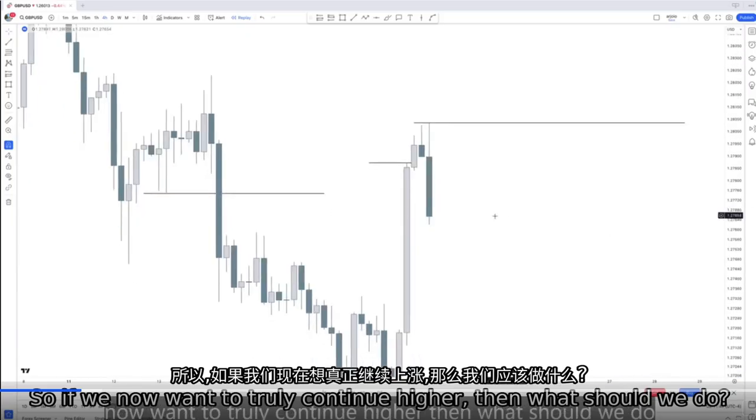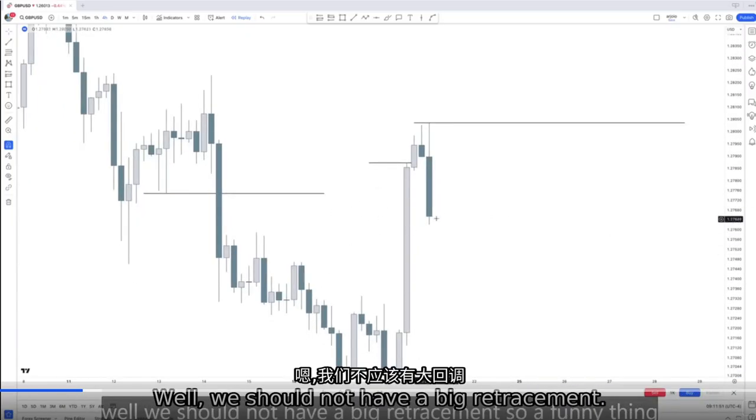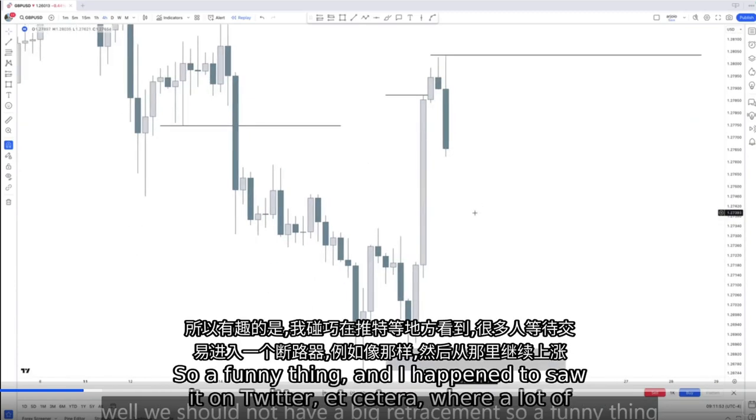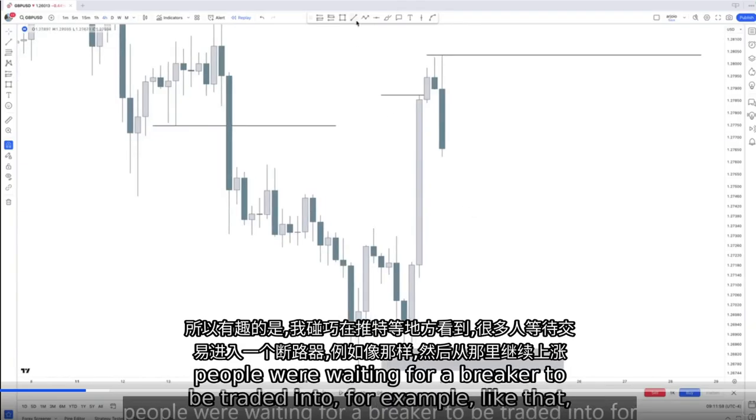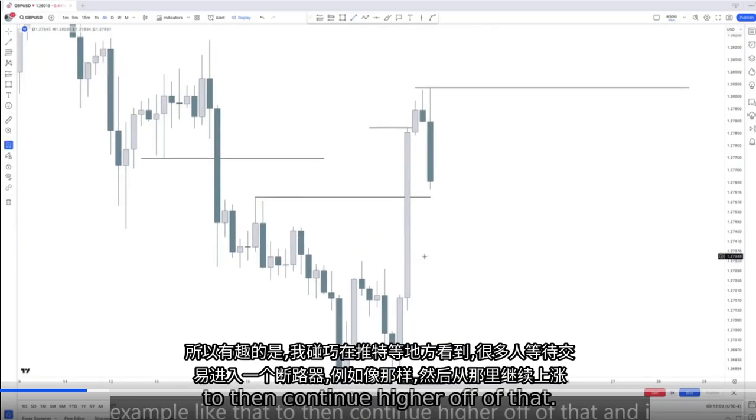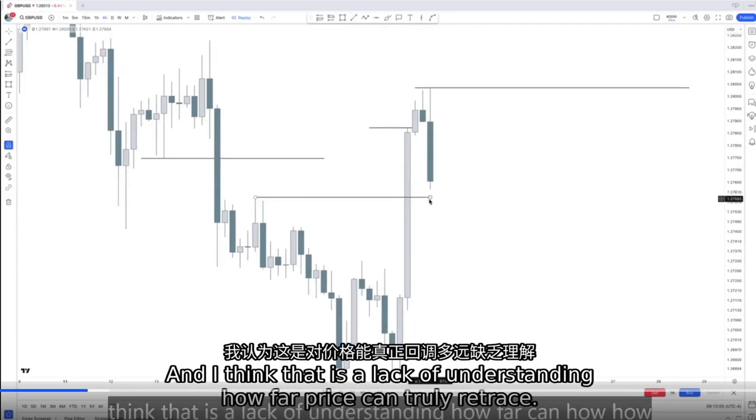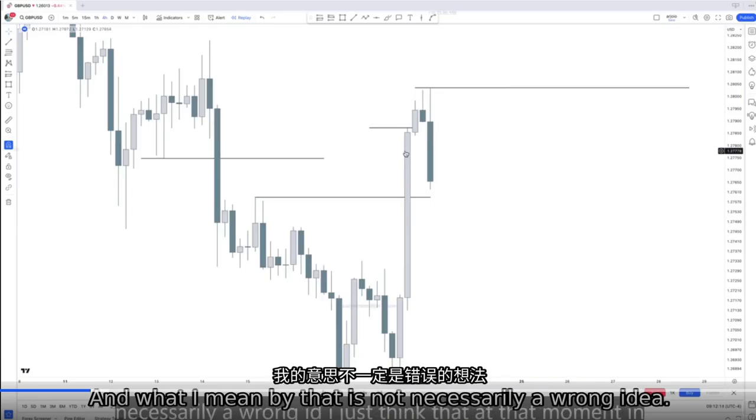So if we now want to truly continue higher, then what should we do? Well, we should not have a big retracement. So a funny thing, and I happened to see it on Twitter, etc., where a lot of people were waiting for a breaker to be traded into, for example, like that, to then continue higher off of that. And I think that is a lack of understanding how far price can truly retrace.